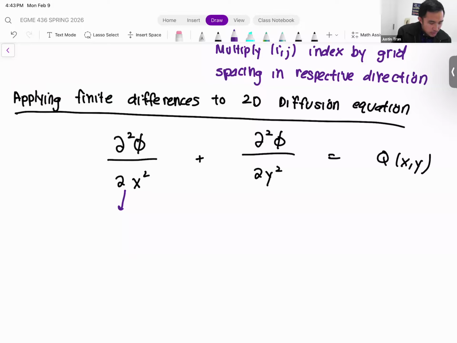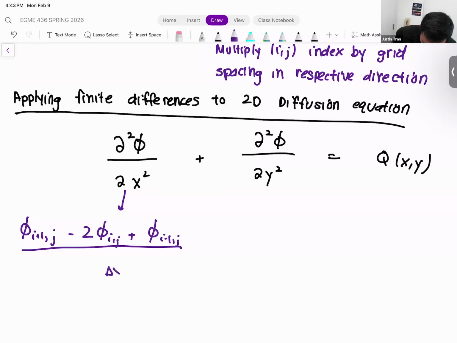A derivative in the x direction means we're doing variations in x, which is the i direction. So this is going to be phi i plus 1, comma j, minus 2 phi i, comma j, plus phi i minus 1, comma j, divided by the grid spacing in the x direction squared, so delta x squared.